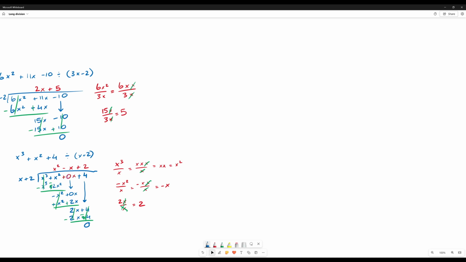The other thing I wanted to talk about would be if, for example, we had to do this where there was a number on the x that you're dividing in with.